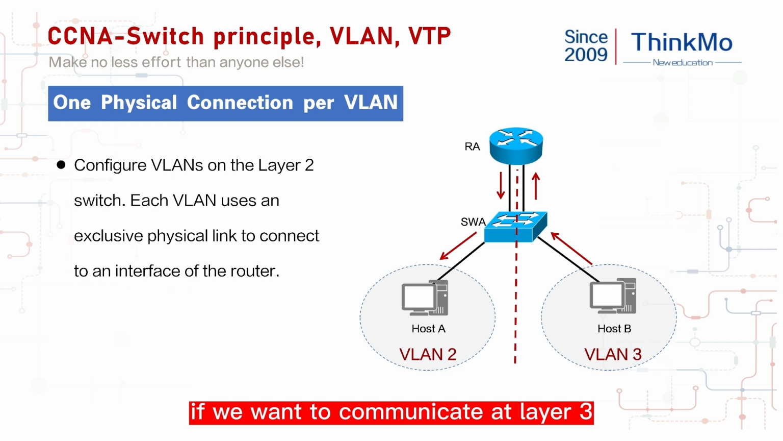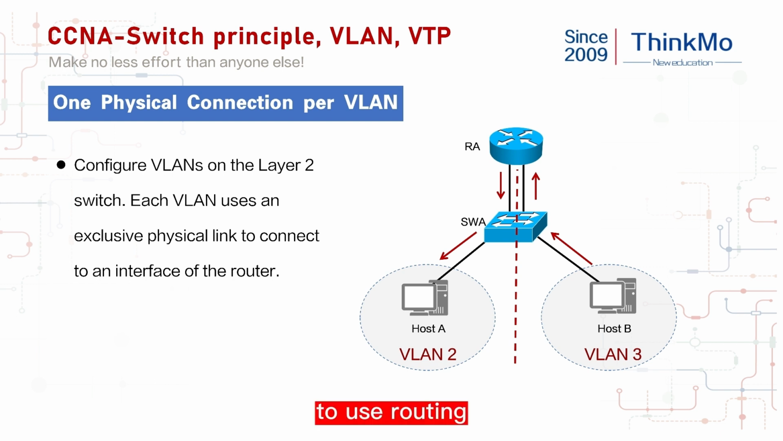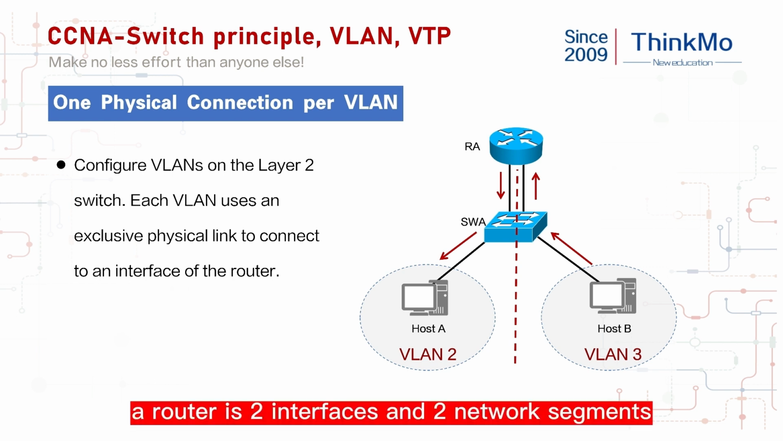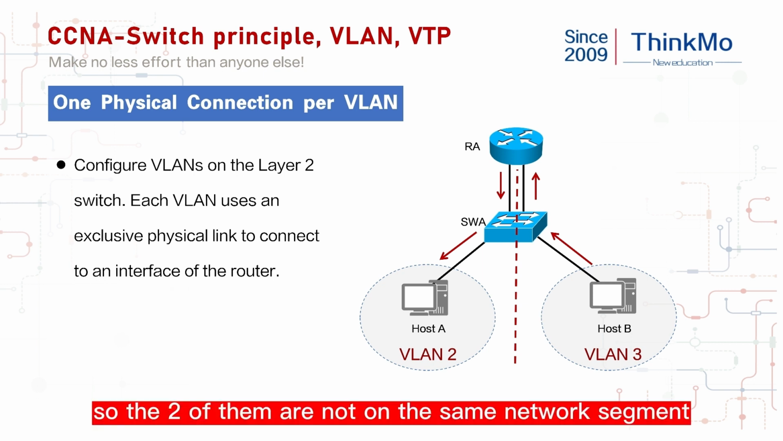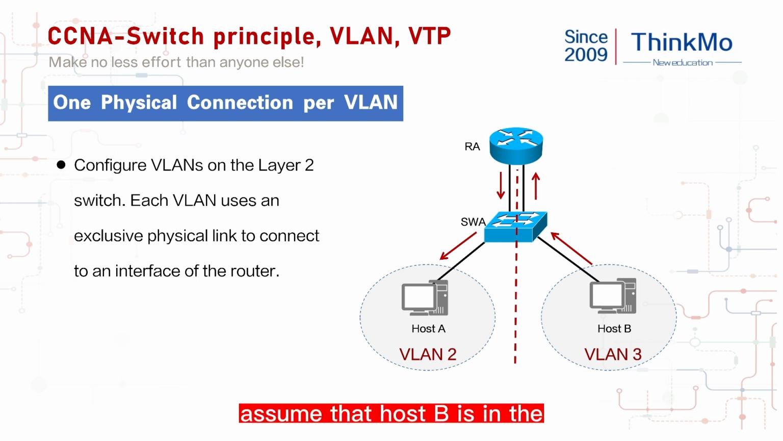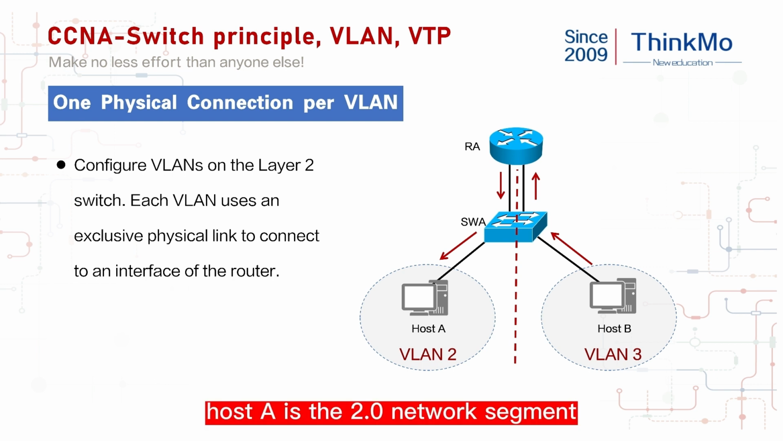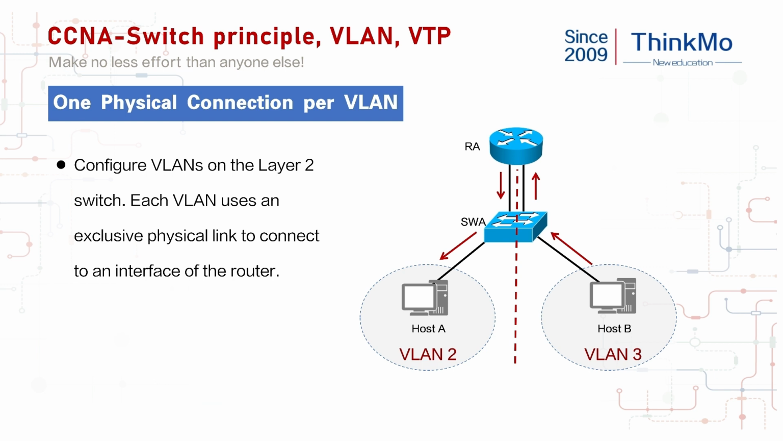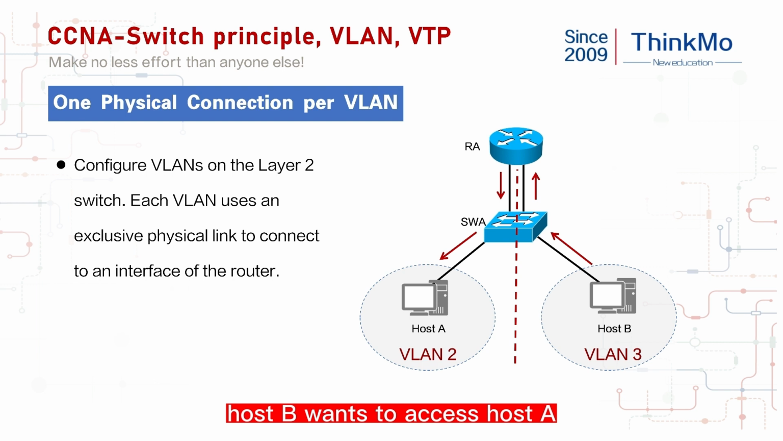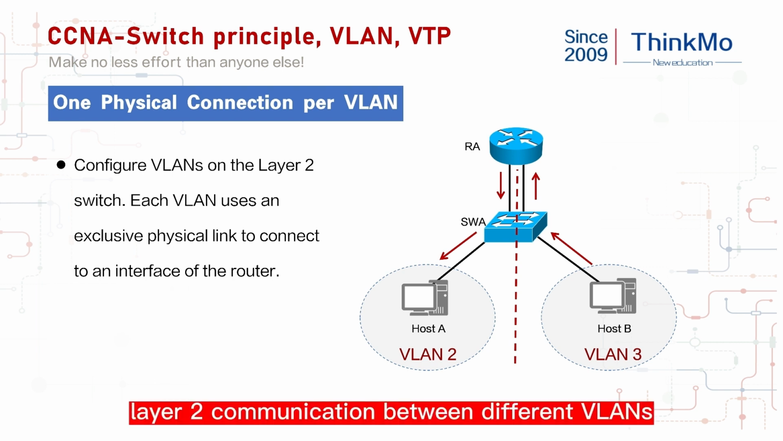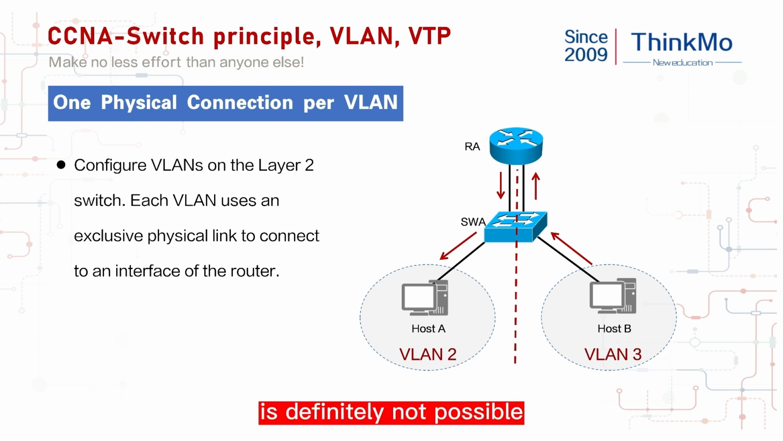If we want to communicate at layer 3, we have to use routing. A router has two interfaces and two network segments, so the two of them are not on the same network segment. Assume that host B is in the 1.0 network segment and host A is in the 2.0 network segment. Host B wants to access host A. Layer 2 communication between different VLANs is definitely not possible, so it has to go through layer 3. Layer 3 traffic must reach the router.